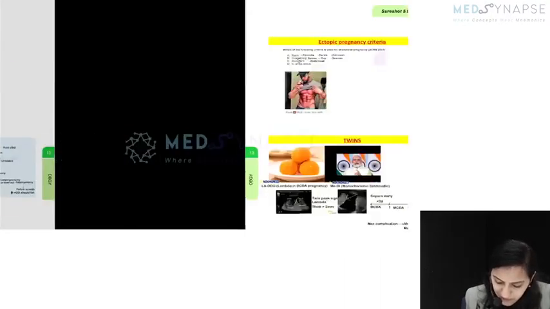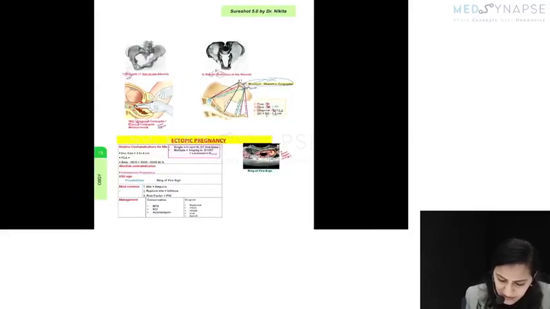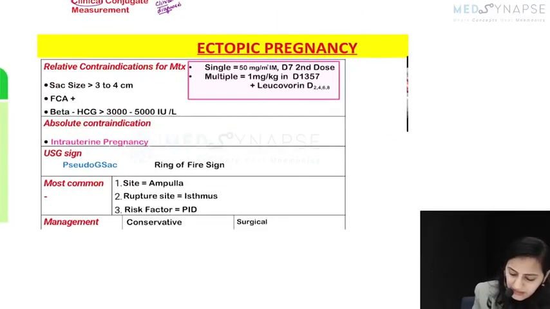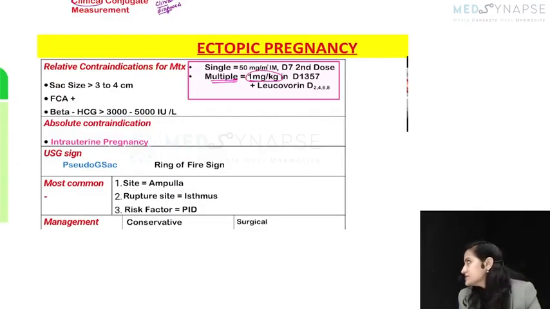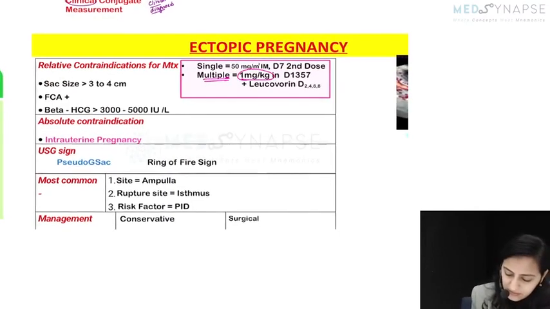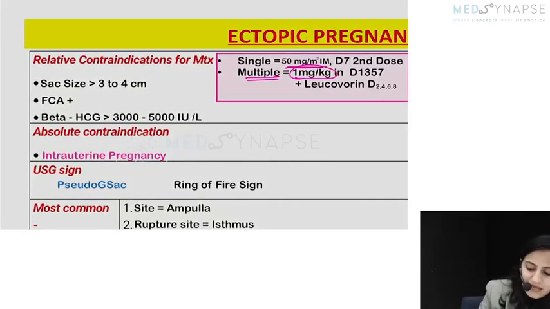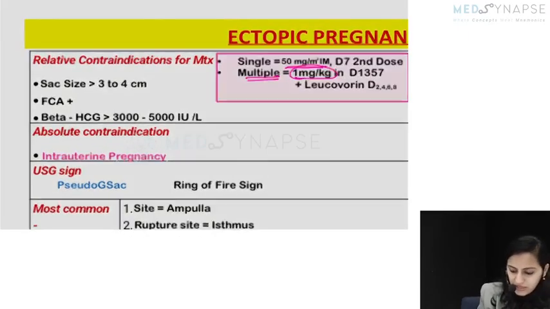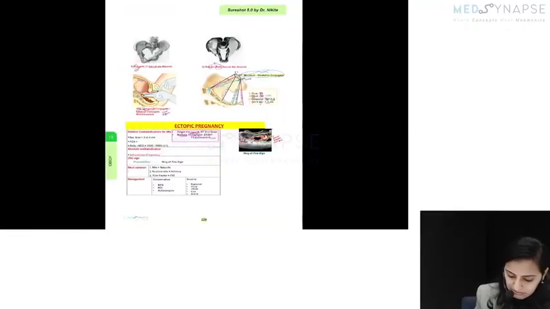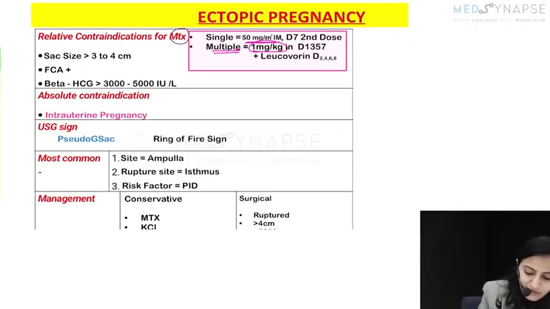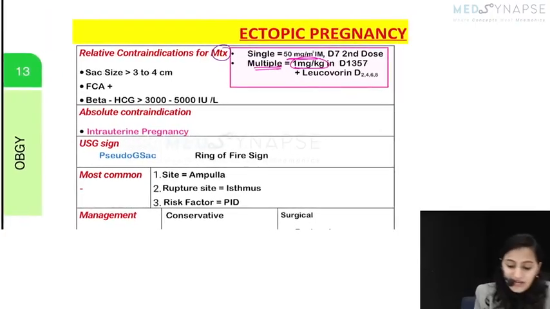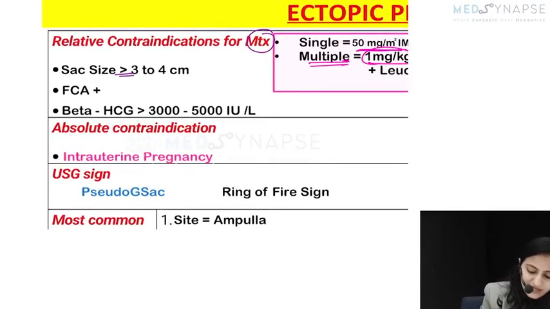What is the dose of methotrexate that you give here? In multiple dose, it is 1 milligram per kg. And for single dose, it is 50 milligram per meter square. So remember the relative contraindications for methotrexate: small sac or large sac? Large sac. Sac size more than 3 to 4 centimeters.